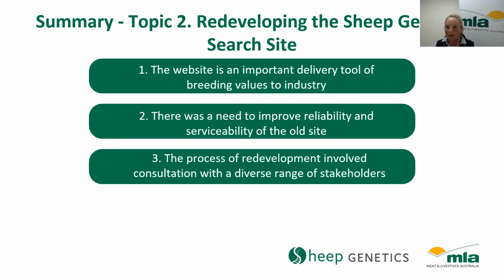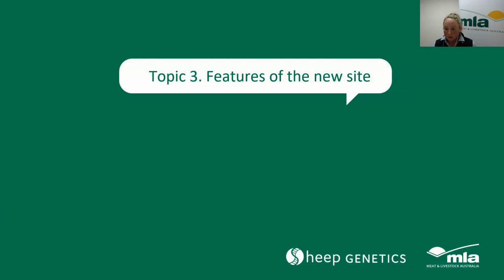In a quick summary of the first topic today, the website, we have recognised it as a really important tool for delivering breeding values to industry, not just to seed stock breeders but also to commercial clients. There was a great need to improve the reliability and serviceability of the old website, and we tried to do this by engaging and consulting with a wide range of stakeholders and users of the site. So now we've got a new website, which we're really excited to have launched earlier this month. I'll now cover some of the features and how to use them to get the best experience out of the website possible.